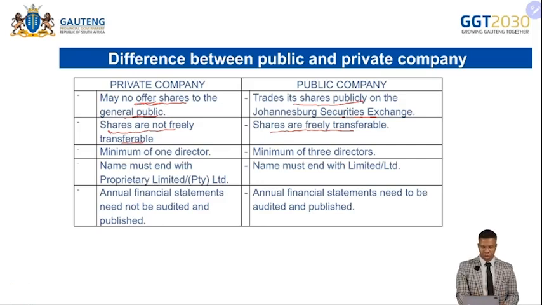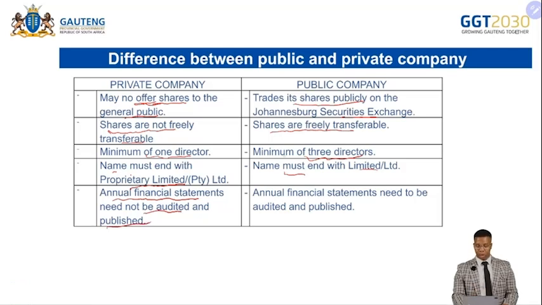And then when we're looking into a private company, a minimum of one director is needed, but with a public company, a minimum of three directors are needed. And then when we are looking into the name, a private company's name must end with (Pty) Ltd, but a public company's name just ends with Ltd, which is limited. And then when we're looking into a private company, again, the annual financial statements need not be audited or published.